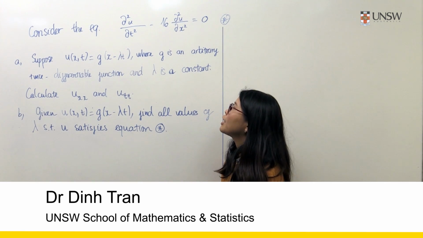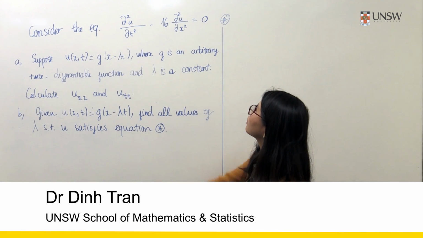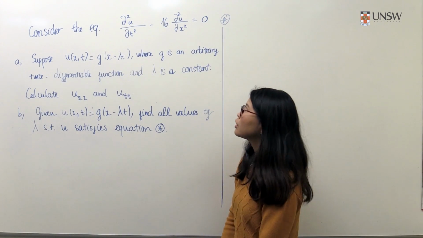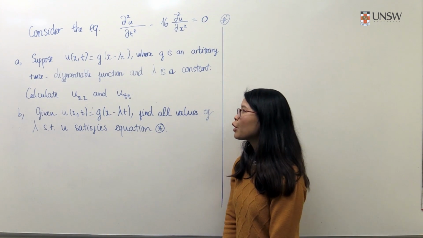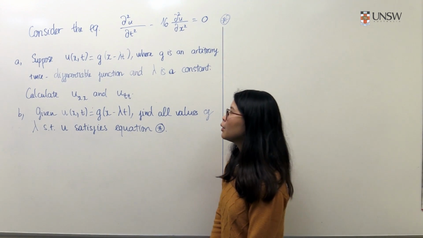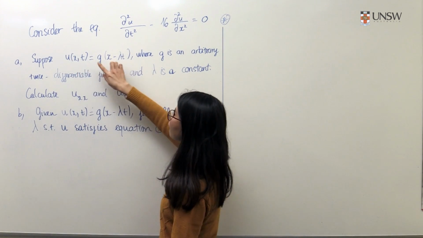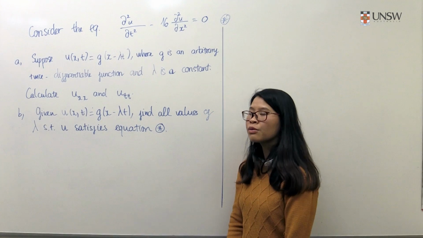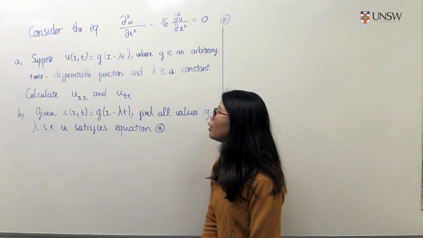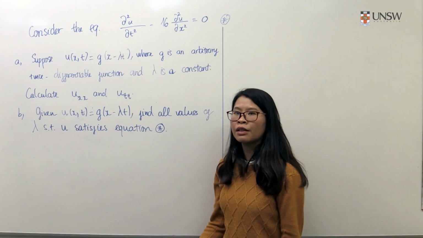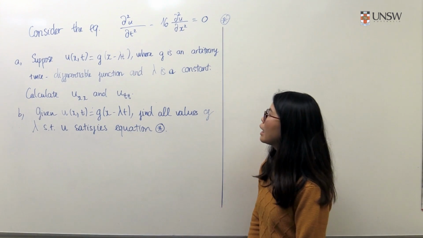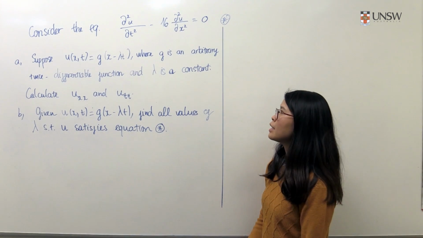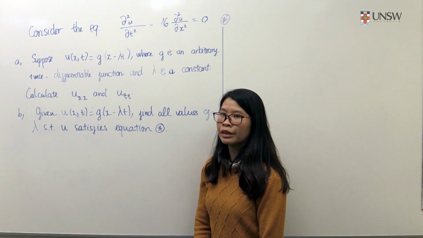Today we are going to investigate a solution of this wave equation, and actually the solution is a part of the D'Alembert equation. For part A, we assume that you have this form where g is an arbitrary function which is twice differentiable. Well, that means that you can take the derivative of g twice, and lambda is a constant. And g here is a function of one variable only.